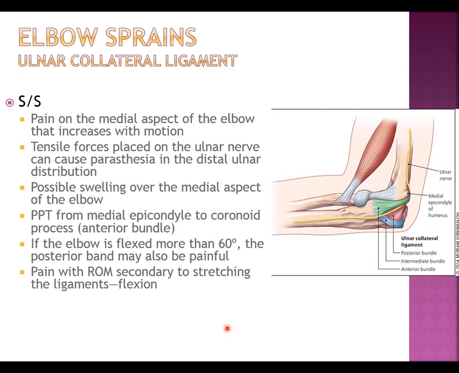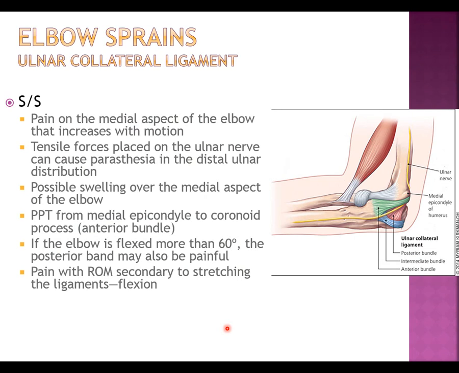So with someone who does get an actual UCL sprain, it's pretty easy to diagnose because it's going to be point tender right over the UCL. So you are going to have pain on the medial aspect of the elbow. It's going to increase with any kind of motion, especially when it's taut. So flexion tends to be a little bit more painful than extension because we have more of the fibers that are painful during flexion. But they are still taut during extension, especially the anterior bundle. So both flexion and extension can cause some pain.